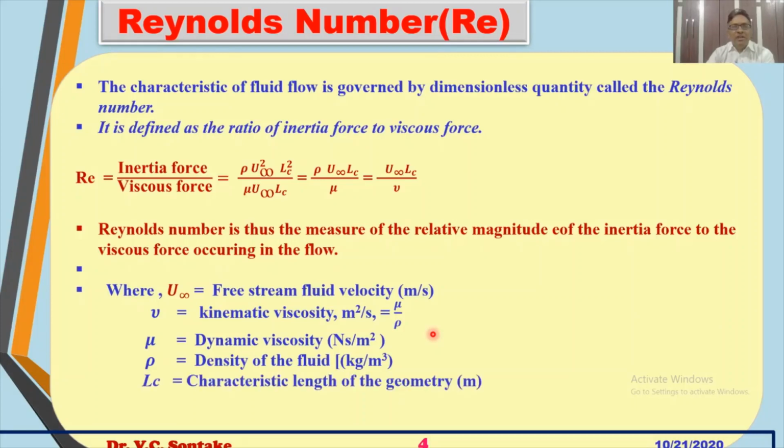LC is a very important parameter and it varies from geometry to geometry. It is called the characteristic length of the geometry, or significant length. For a flat plate, LC is equal to L, that is, the length of the flat plate over which the fluid flow is taking place, and for a pipe or tube, it is equal to the diameter of the pipe through which the fluid flow is taking place.